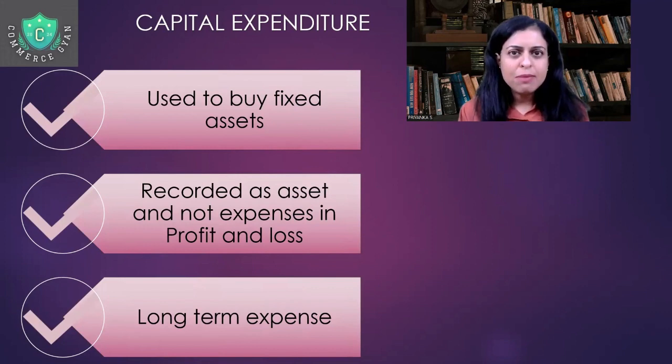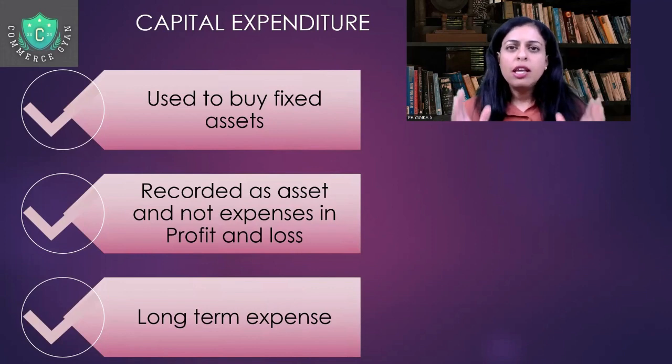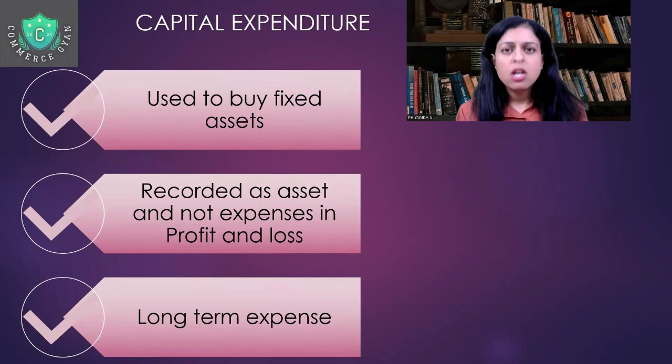And when you spend money on buying of assets, fixed assets as we call it, it could be tangible like land, building, machinery, furniture, cars, fixtures, electrical equipments, and so on. It could be intangible like patents, copyrights, trademarks. So if you're spending money on buying of these fixed assets, then it is called capital expenditure.